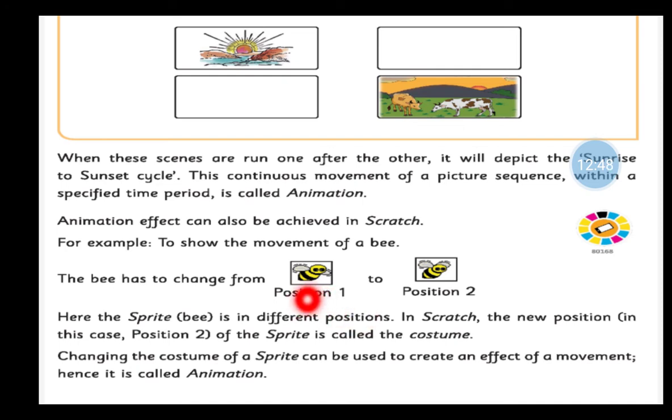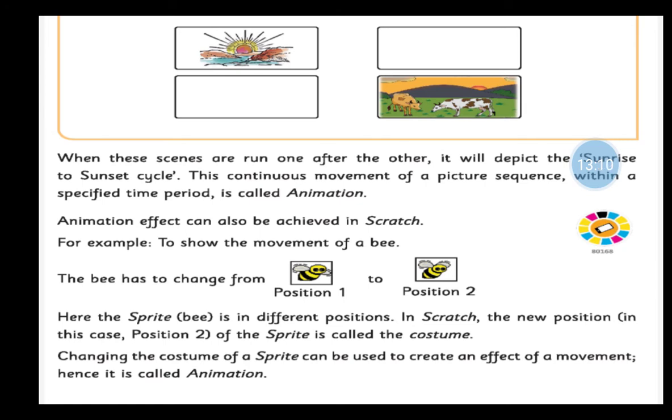So here this is one style, right? This is another style. Here the first position is different, the second position is different. So the second position is called a costume. When the position is changing, the changed position is called a costume.